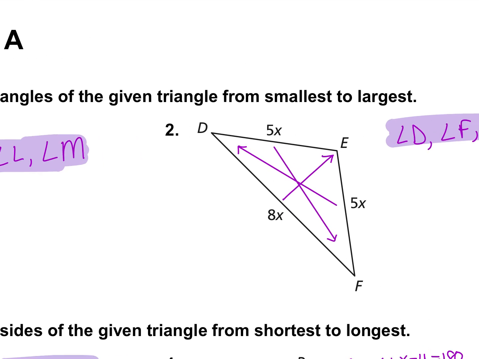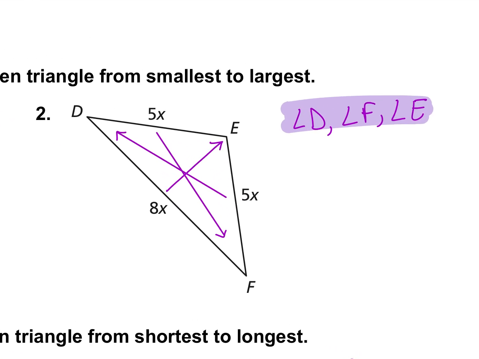All right, looking at number 2. If you plugged in a number, that would have been fine. You could have used 1, you could have used 2, any number for x. Or you could have just looked at it and said, if I multiply something by 8, it's going to be larger than if I multiply it by 5. These two sides were the same measure, so angle D and angle F were the same. Whether you put angle D first or angle F first was fine, as long as angle E was last, because that's your largest angle.